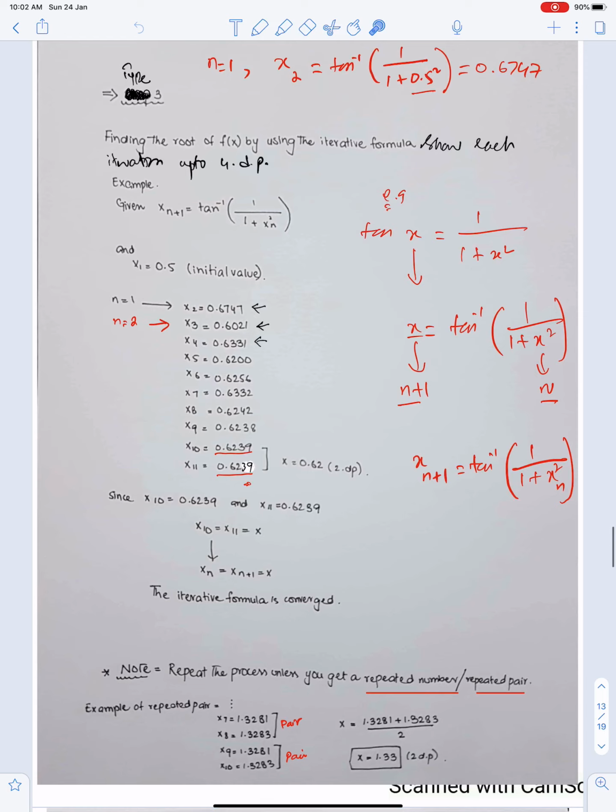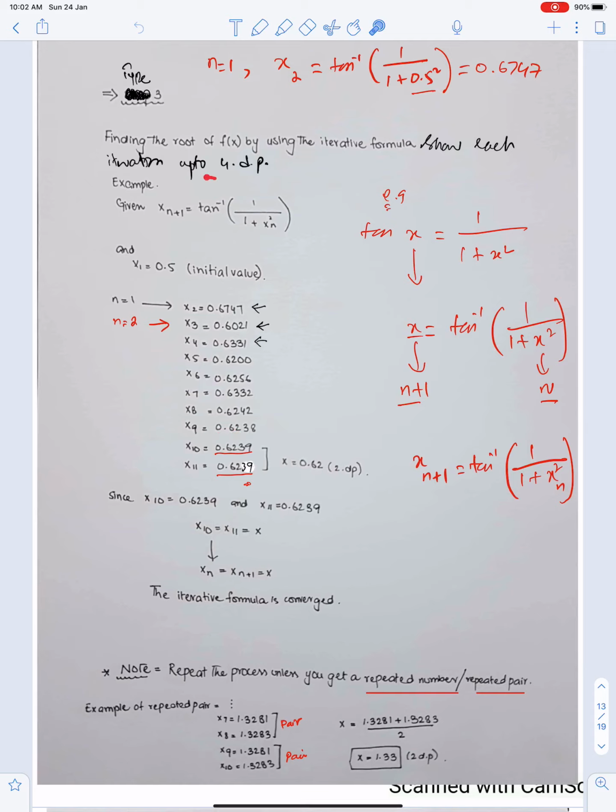And you all know how to do the iteration. You just need to start with x1 = 0.5, substitute 0.5 here, and then you will get x2. You have to repeat the process until you get a repeated number. This is the repeated number, so your answer is 0.62.